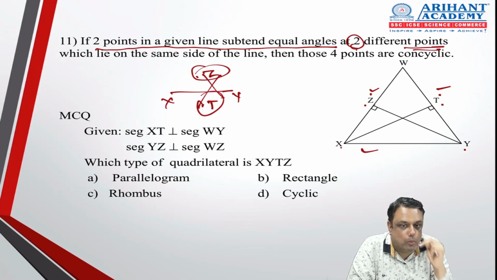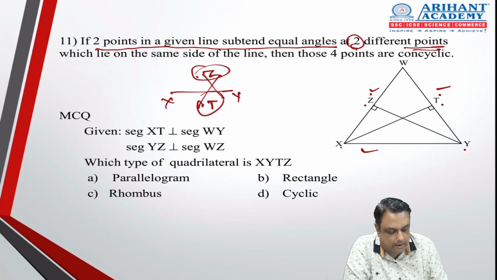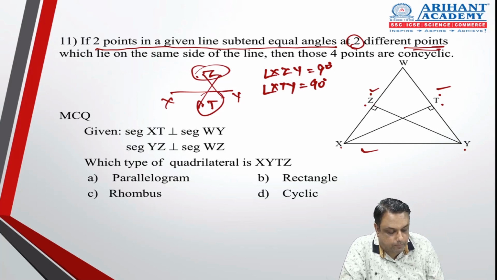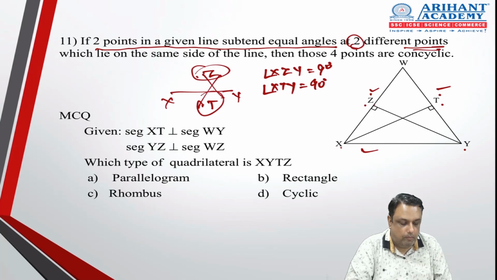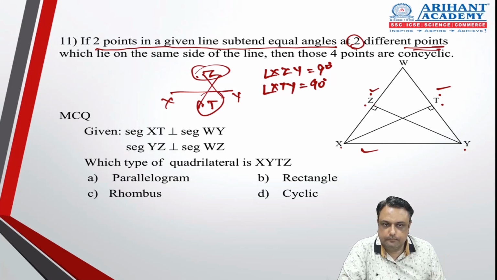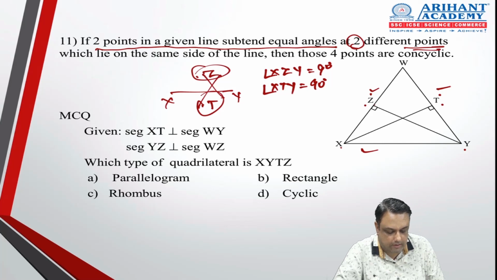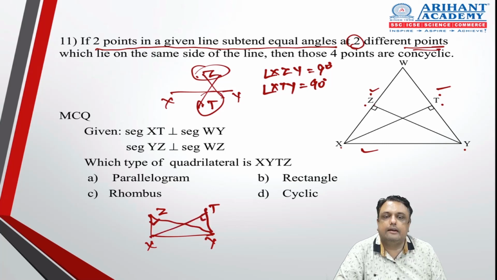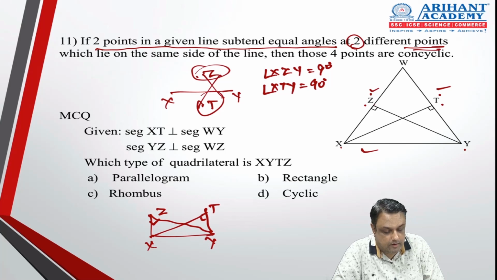are having equal angles at this point, means angle XZY and angle XTY are 90-90, given. So with respect to segment XY, the angles which are formed at Z and T are equal. With respect to XY, this line below, in front of it are two points Z and T, and the angles being formed are equal angles of 90-90. Then the property says that those four points will be concyclic.